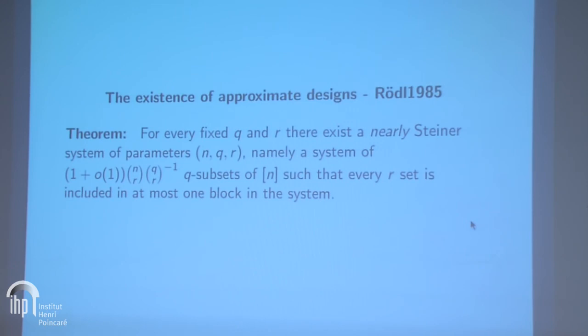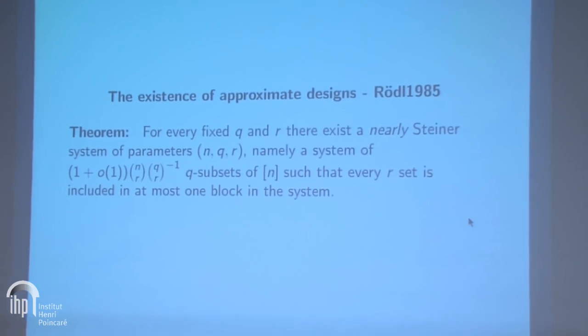So there are several variants. Either you want that every set of size r is included in at most one, and most sets are included in precisely one, or the other way around. Every set of size r is included in at least one, and most of them are included in at most one. So this was a conjecture, and then Rödl proved this conjecture.